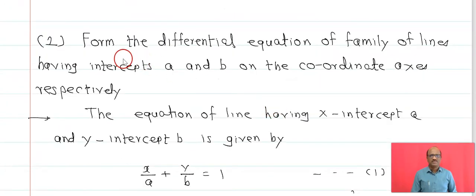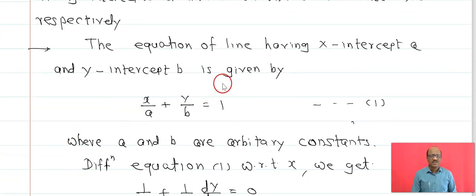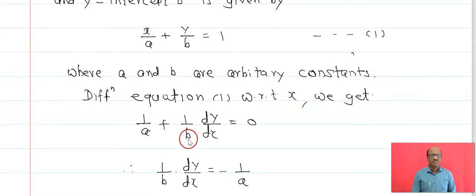Now the next: form the differential equation of the family of lines having the intercepts a and b on the coordinate axes respectively. The equation of the line having x intercept a and y intercept b is given by x upon a plus y upon b equals 1. a and b are the arbitrary constants.